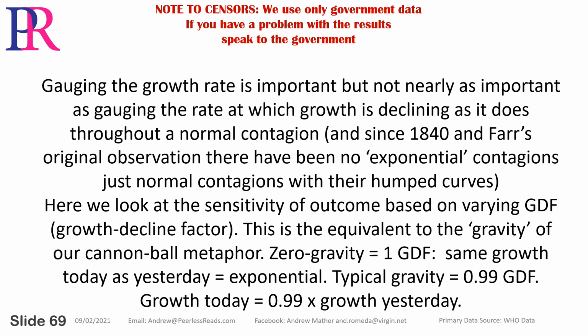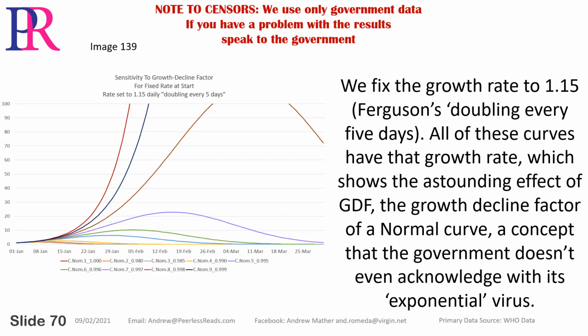Here we look at the sensitivity of outcome based on varying GDF, growth decline factor. This is the equivalent to the gravity of our cannonball metaphor. Zero gravity equals 1 growth decline factor: same growth today as yesterday, which is exponential. Typical gravity is 0.99 GDF. Growth today equals 0.99 times growth yesterday.